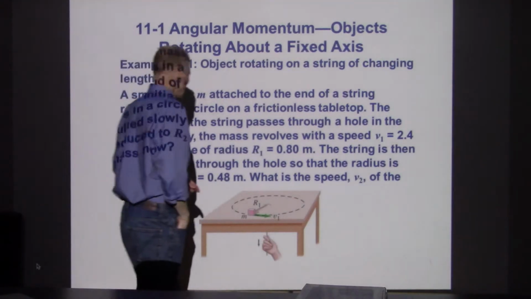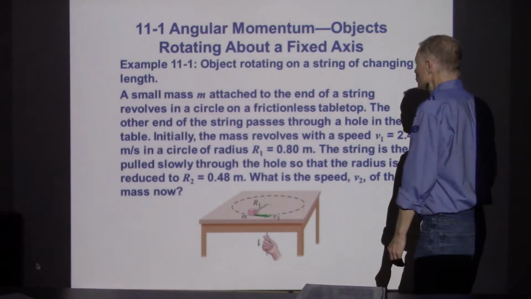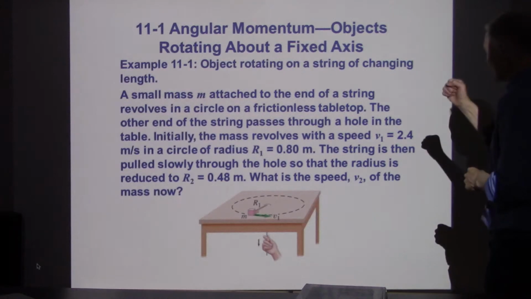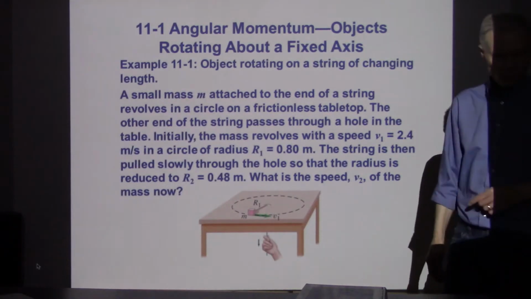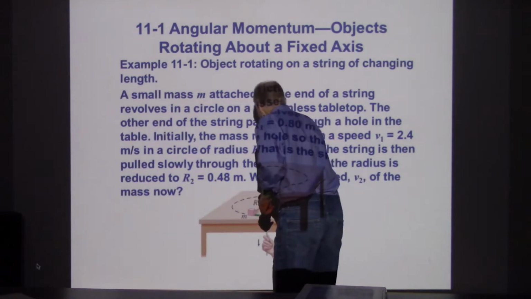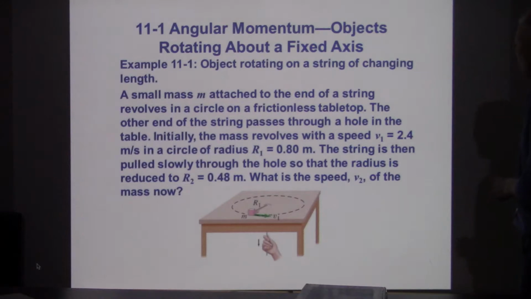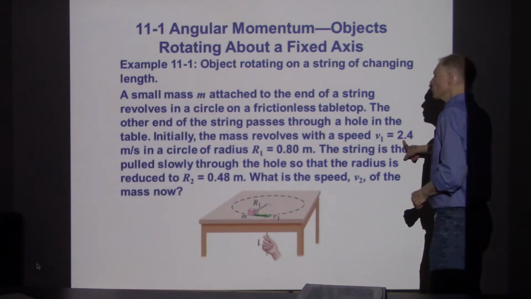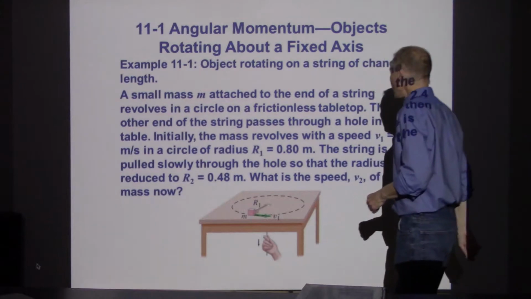Here's an example. This is in every physics textbook. You've got an object on a table. There's a hole at the center. And so what you can do is create tension on that string. Since this is one of those frictionless tables, that means that this block just keeps spinning around on this table. They've given us some numbers here. They're saying that the mass is moving in that circular pattern with a speed of 2.4 meters per second with a radius of 0.80 meters.